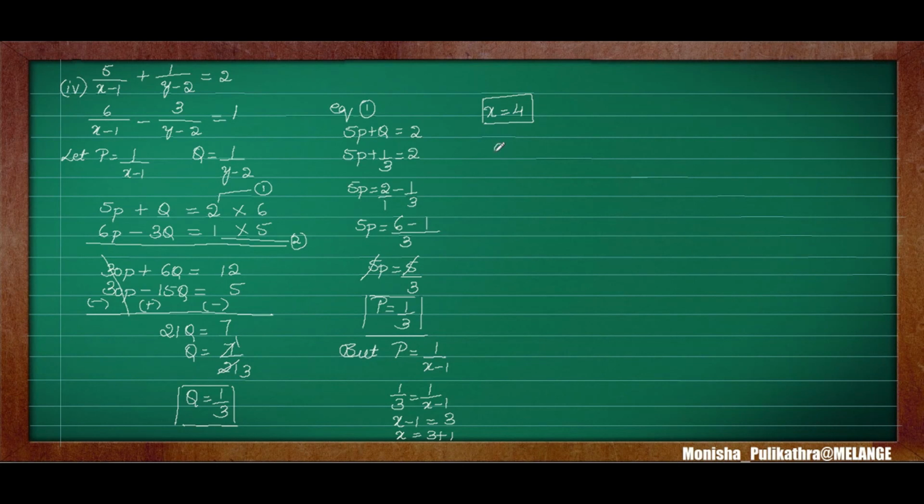Next q is equal to 1 by y minus 2. The q value is also 1 by 3, so 1 by 3 is equal to 1 by y minus 2. By taking reciprocal it will become 3 is equal to y minus 2. So by shifting it to the left hand side, 3 plus 2 is equal to y, therefore y is equal to 5. Okay, so therefore the value of x is 4 and the value of y is 5.